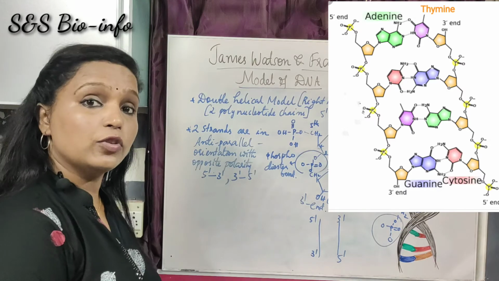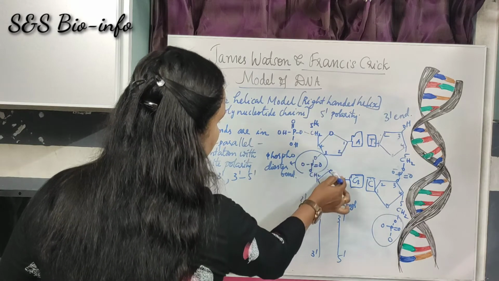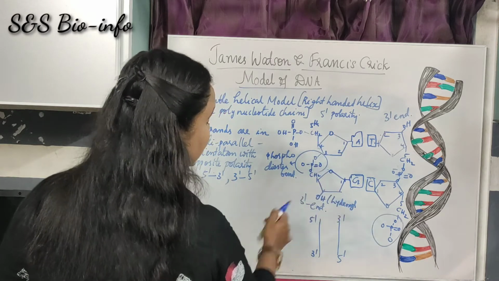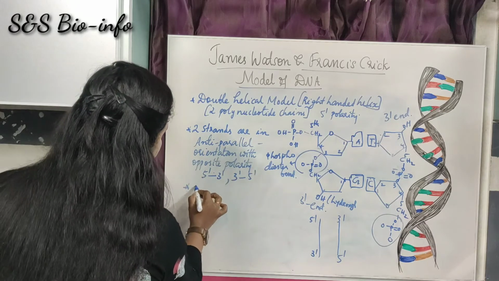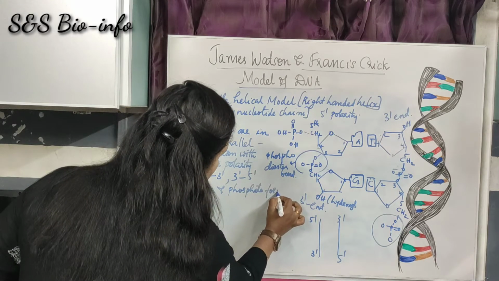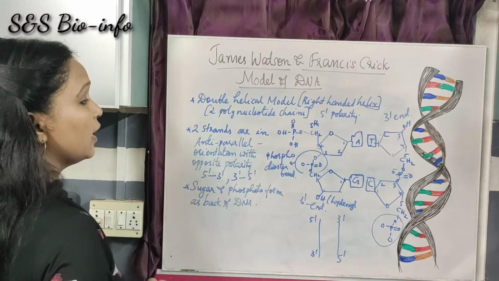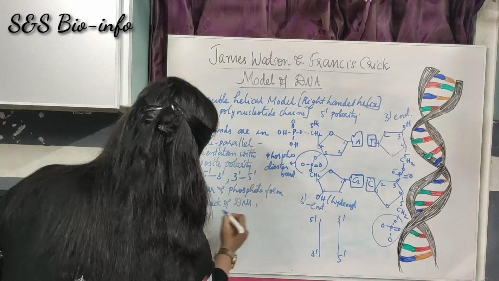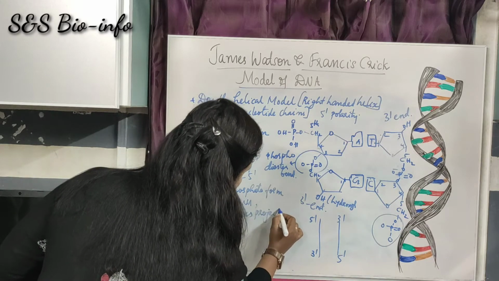Here the sugar and phosphate act as the backbone of the DNA. Look at here, this is the deoxyribose sugar, the first one, second one. Here the phosphate group forms the link between the two nucleotides. So let's say that the sugar and phosphate groups form the backbone of the DNA double strand. Okay, here the nitrogen bases are faced inwards. They project inwards.